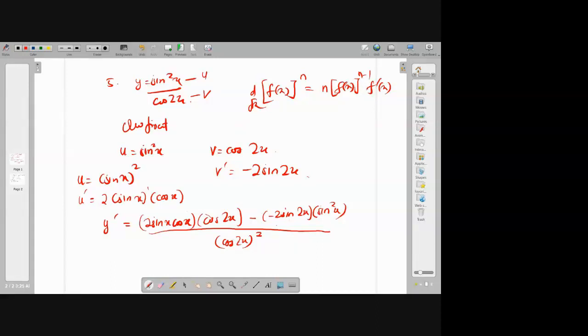In this case, since only the first term has cosine 2x, but the second term has no cosine 2x, we cannot cancel cosine 2x.